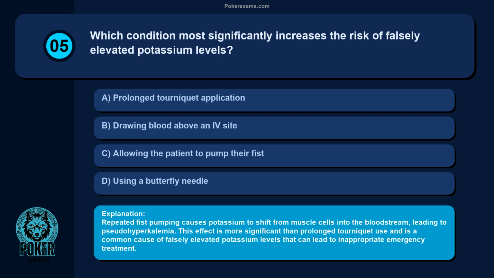Repeated fist pumping causes potassium to shift from muscle cells into the bloodstream, leading to pseudohyperkalemia. This effect is more significant than prolonged tourniquet use and is a common cause of falsely elevated potassium levels that can lead to inappropriate emergency treatment.